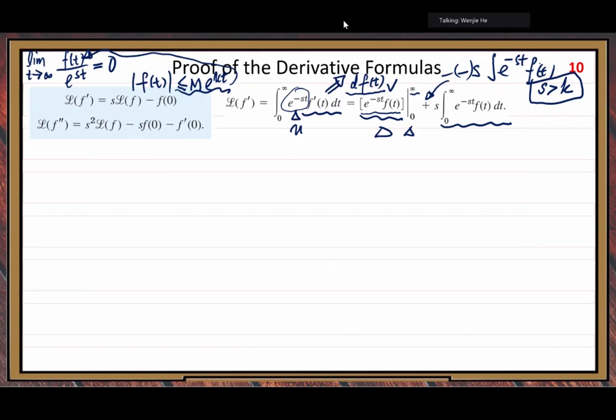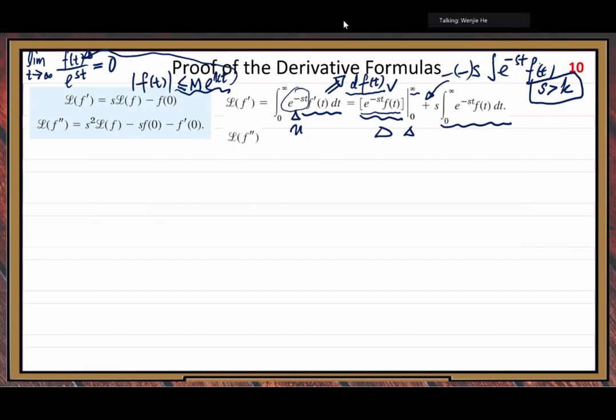Because we plug in 0, the e term is gone, leaving f of 0. But it's minus because the 0 is at the bottom, so we have this minus f of 0. Then the second term, s times the Laplace transform of f. That's the formula. But the condition part, we need to be careful.